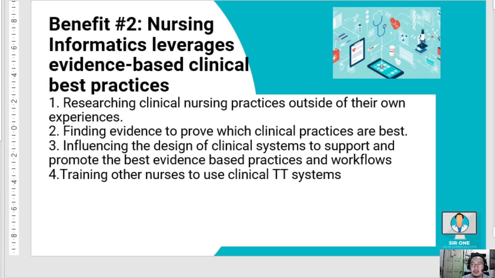Researching, finding evidence to prove the best clinical practices. The nurse informaticist also influences the design of the different systems in terms of the workflow and the different processes inside the institution.